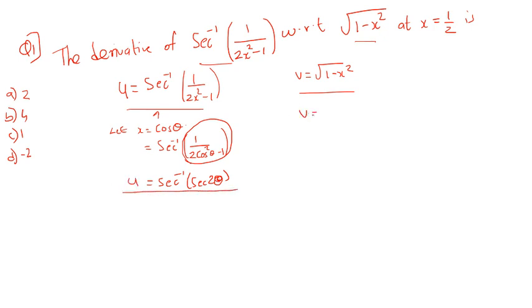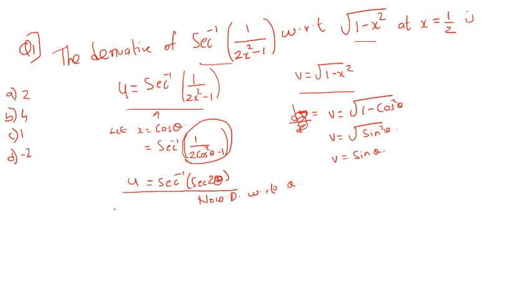Now, I have just put x is equal to cos theta, so here v will become root of 1 minus cos square theta, that is root of sine square theta. So v is equal to sine theta. Now I'm going to differentiate with respect to theta.